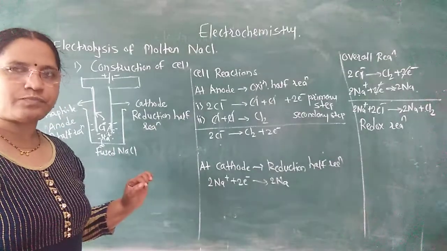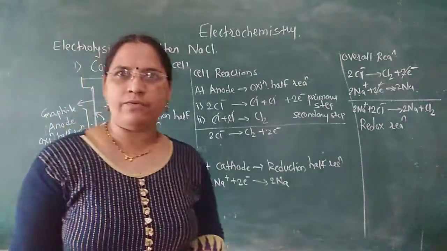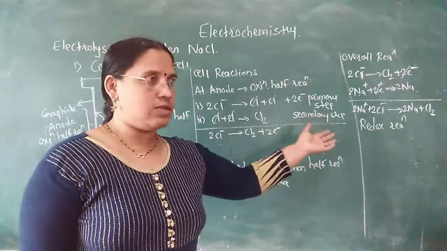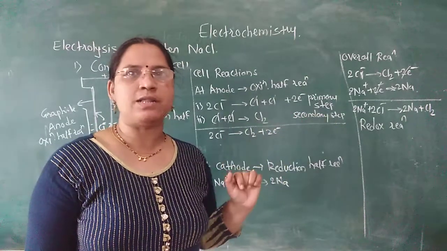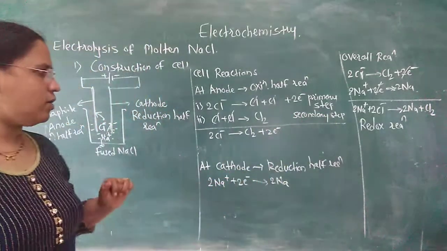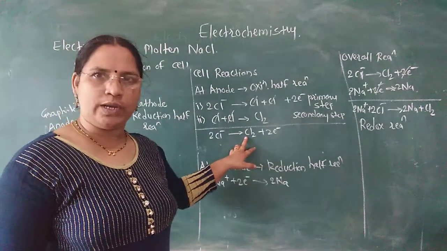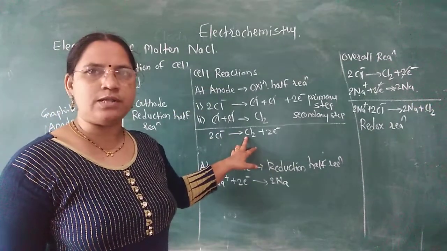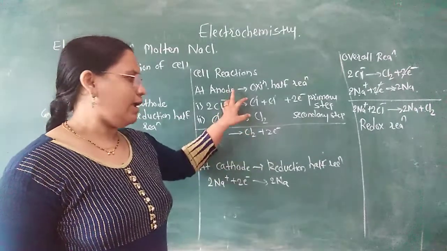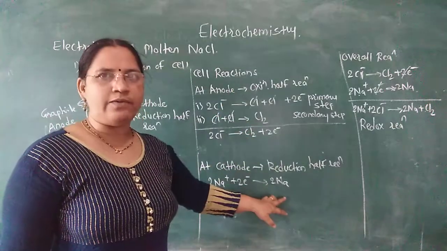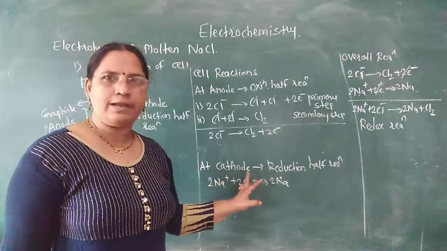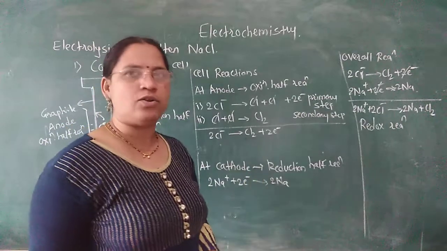Is it clear? Now, the second example we will continue. Results of electrolysis, that part remains. So, what is the result of electrolysis? If you observe at the anode, which gas is evolved? Chlorine. So, this is the result of electrolysis. Chlorine gas is obtained at the anode, while silvery white sodium metal is obtained at the cathode.